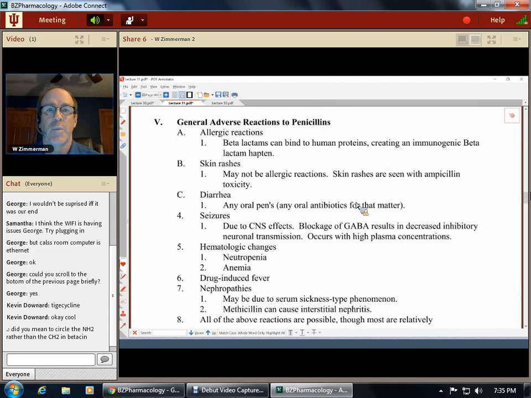Okay, kind of a nice summation of the adverse reactions to penicillin. The allergic reactions. The beta-lactams combine to human proteins. They create this immunogenic beta-lactam hapten. Yeah, it's very immunogenic. Certainly can be fatal.